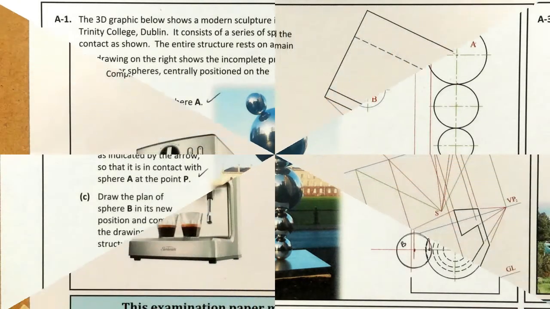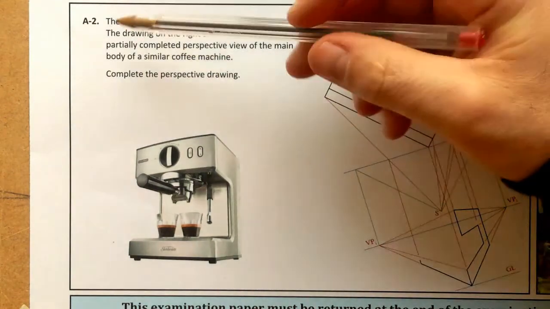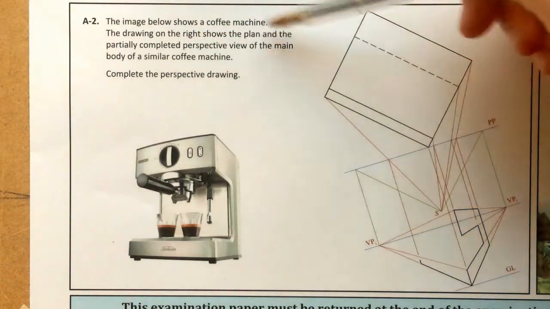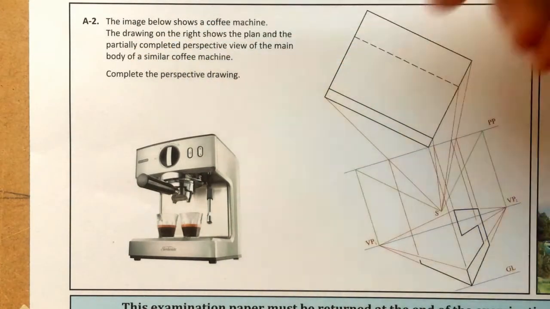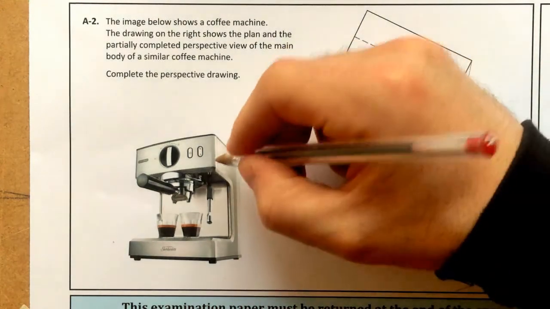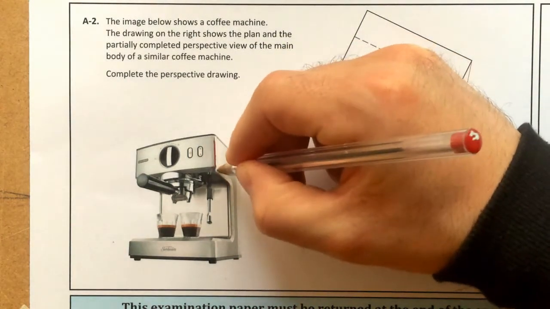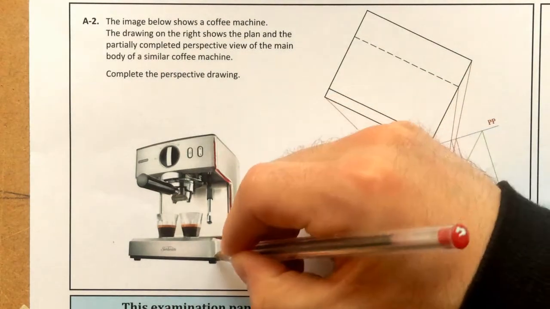Right, folks. So A2, it says here, the image below shows a coffee machine. The drawing on the right shows the plan and the partially completed perspective view of the main body of a similar coffee machine. Complete the perspective drawing. As you can see, they've given us a partially completed view of it here. Just to go over this and give you the idea, I'm going to put in a few lines here just by sketching them.